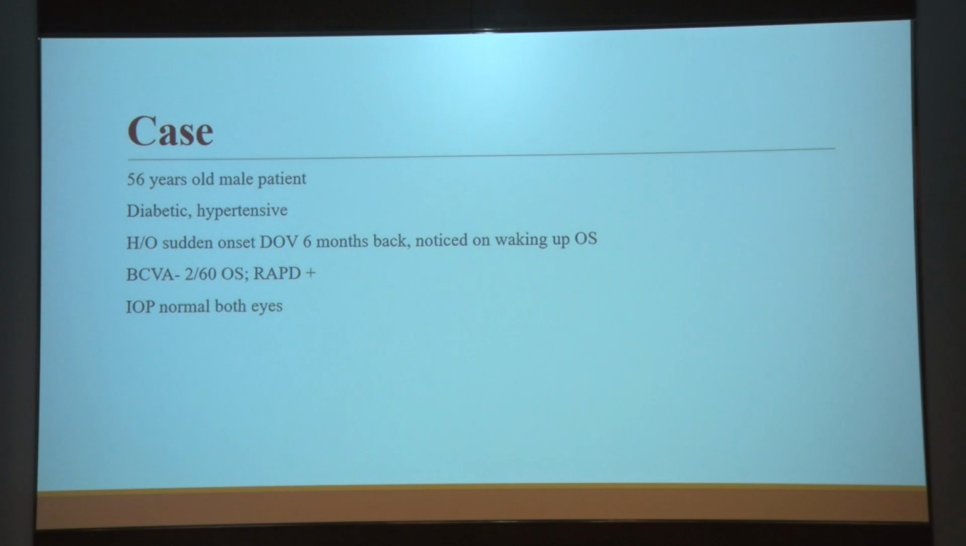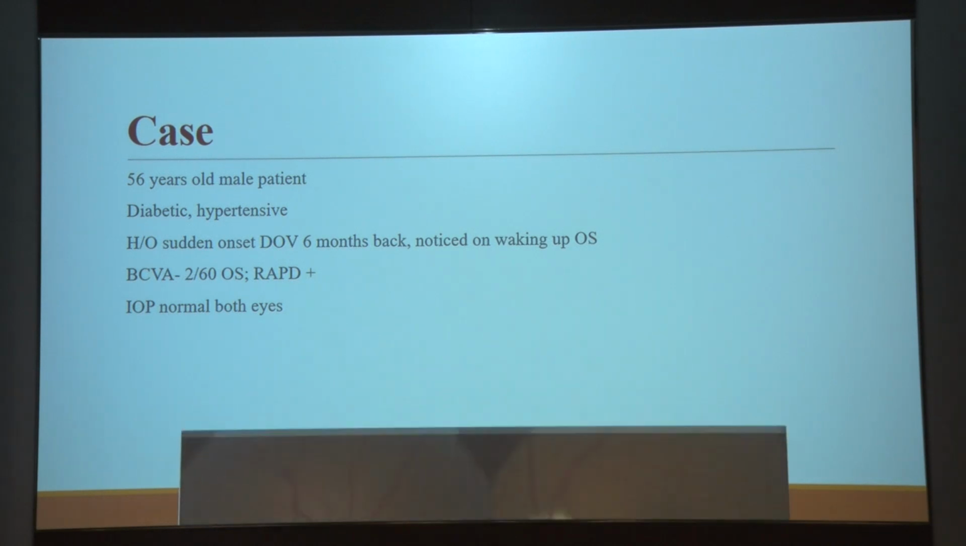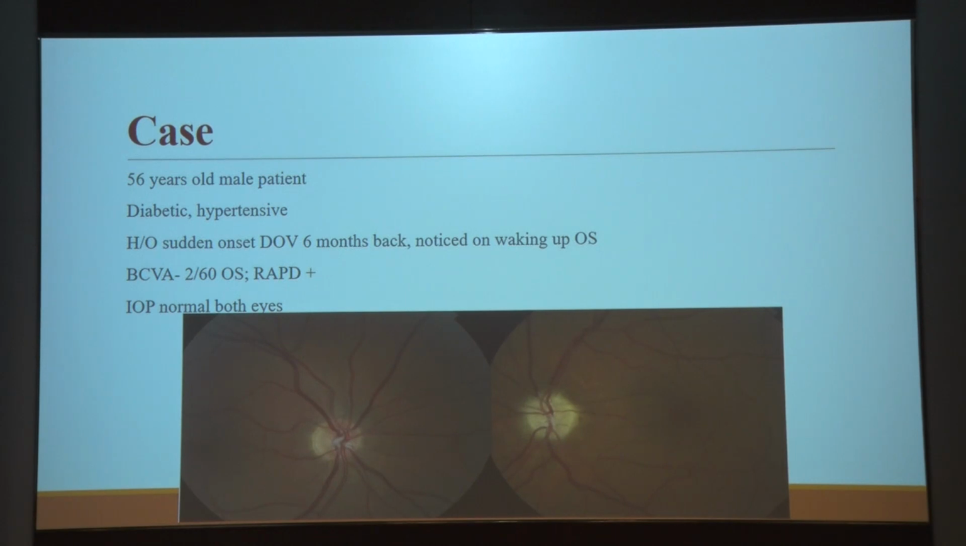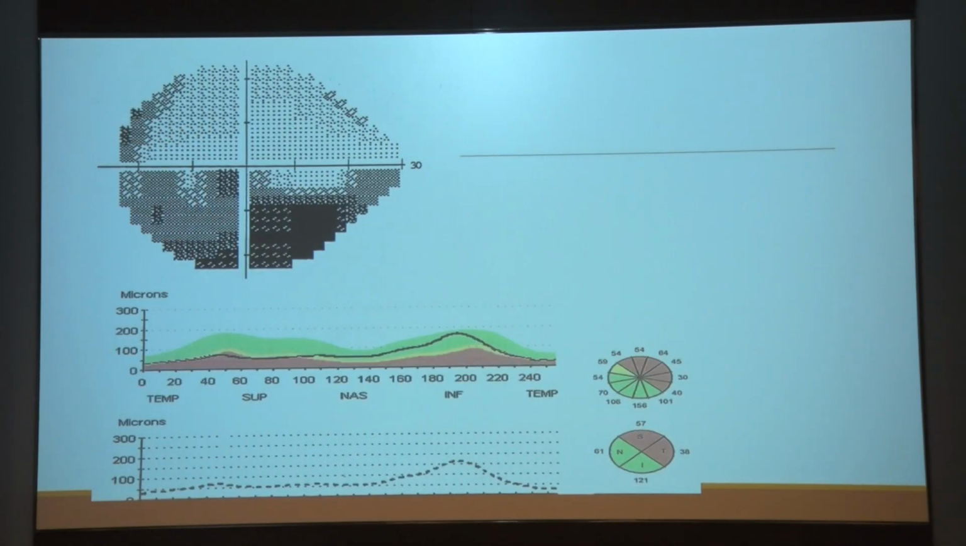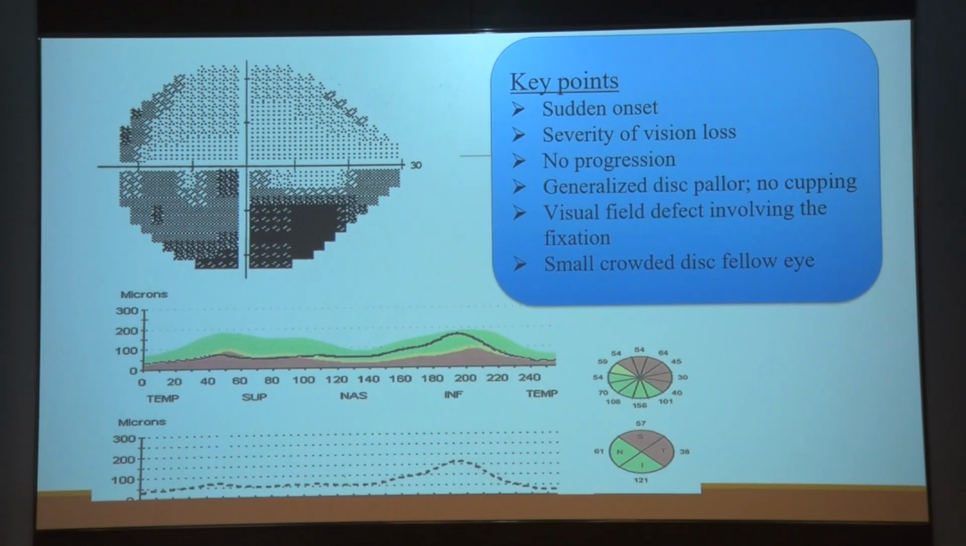So in one case, we see a 56-year-old male patient, diabetic, hypertensive, who presents to you with a sudden decrease in vision that was noted on waking up in the left eye. So you check the fundus and you know the diagnosis is glaring at you. What do you see over here in the left eye? It's a pale disc, but what type of atrophy do you think it is? Secondary optic atrophy, yes. You get the visual fields, it's an inferior altitudinal field defect. So this is a case of NAION, okay?